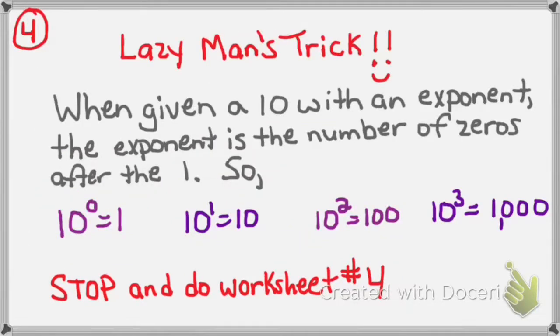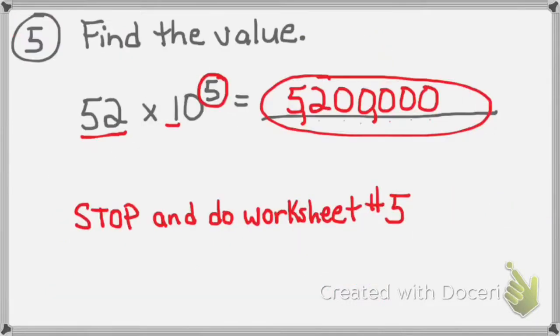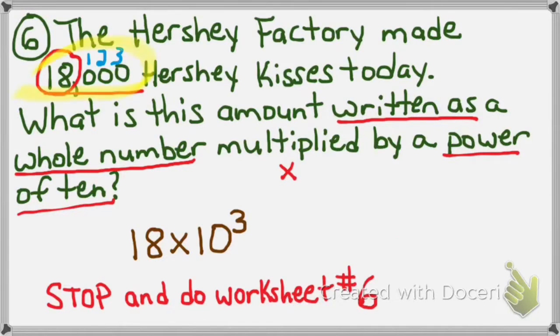For the lazy man's trick, as long as my base is 10, I can simply write a 1 and add the number of zeros that my exponent tells me to add. So in 10 to the 2nd power, I would put a 1 with 2 zeros, so 10 to the 2nd power equals 100. When I'm asked to find the value and I'm multiplying by a number, I'm going to do basic facts. So 52 times 1 equals 52. My exponent is 5. I add on 5 zeros, giving me 5,200,000.